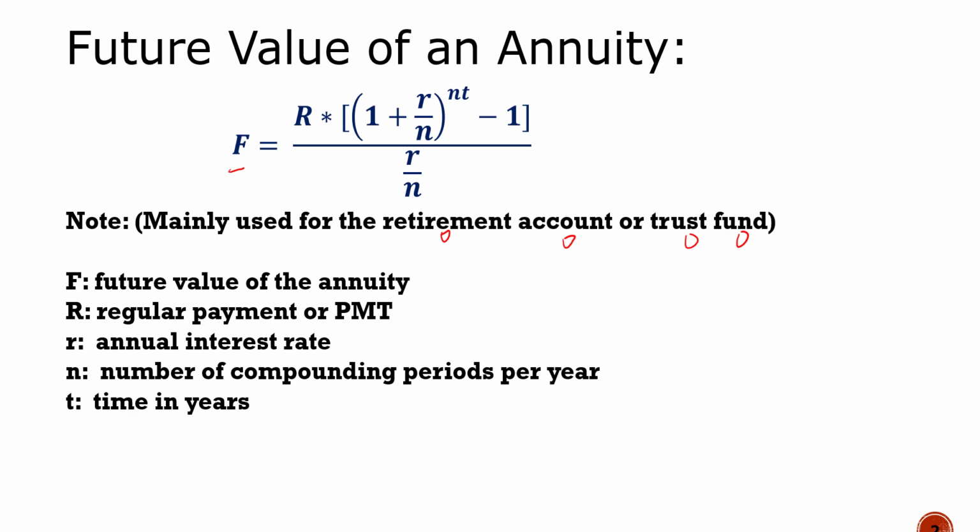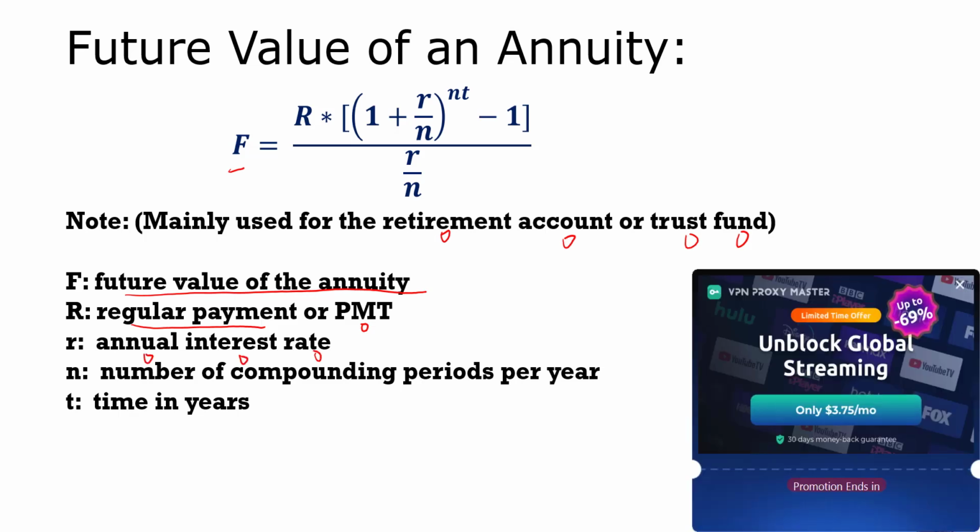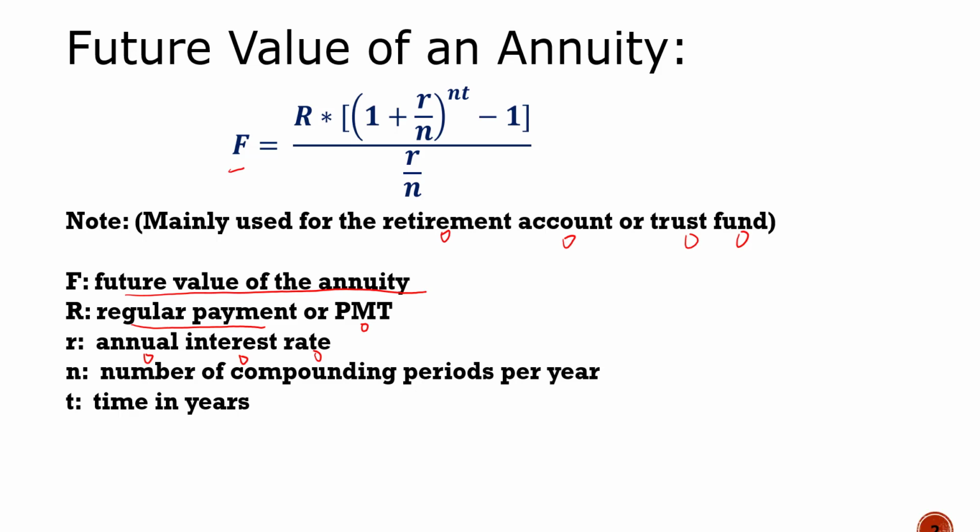So if you look at the future value of the annuity, F represents future value of annuity, R represents regular payment or PMT, lowercase r represents annual interest rate, and lowercase n represents number of compounding periods per year, and then t represents time in years. Okay. So we're going to use this formula, future value of annuity.